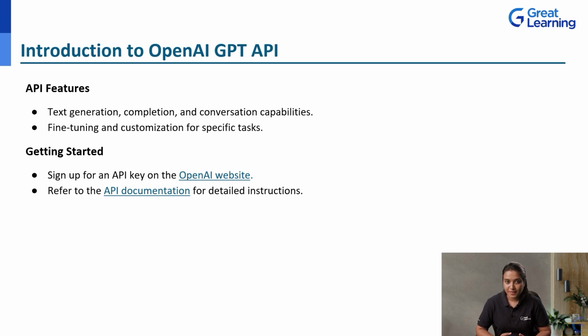What do we do with ChatGPT? It's the conversation. How it will answer us with the help of already available data it has been trained on, and it is updated every time you talk to it. That's how the model works. So these are the few features we have. Next comes fine-tuning and customization for specific tasks.